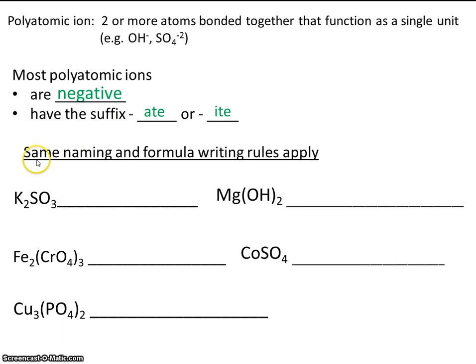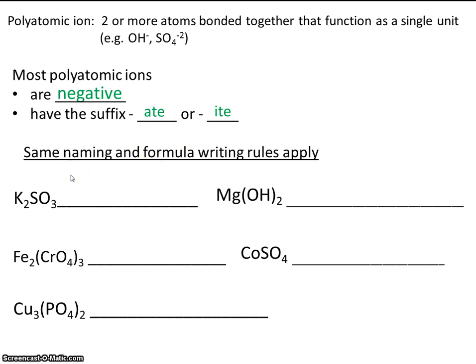And fortunately for us, the same naming and formula writing rules will apply. However, the only difference would be instead of the name ending in "ide," it's going to end in what the actual suffix is, either ate or ite. But that's once again given to you on the back of your periodic table.